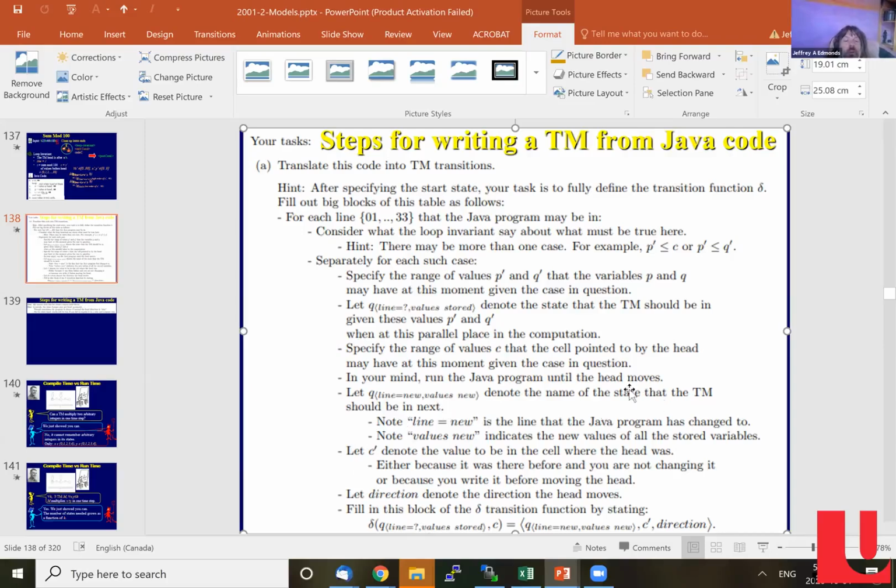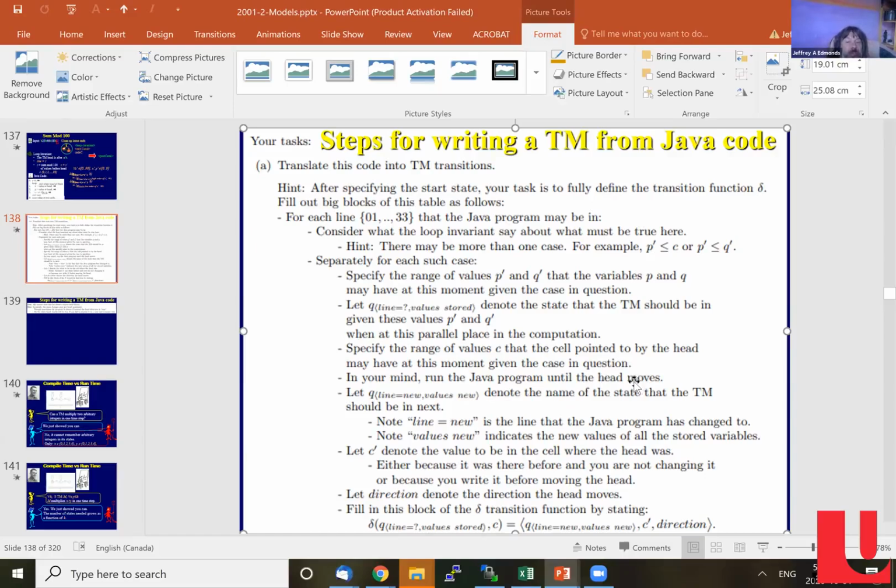What character, before the head moves, am I going to write where the head was before I moved it? Because I ran the Java program until the head moved, and just before I moved the head, what value do I want to write where the head was? Maybe it's the same value that was there before. Maybe I have a new value. Now, which direction did the head move? Did it move right or left? I'm saying it didn't stay. Why didn't it stay? Because I ran the Java program until the head moved.